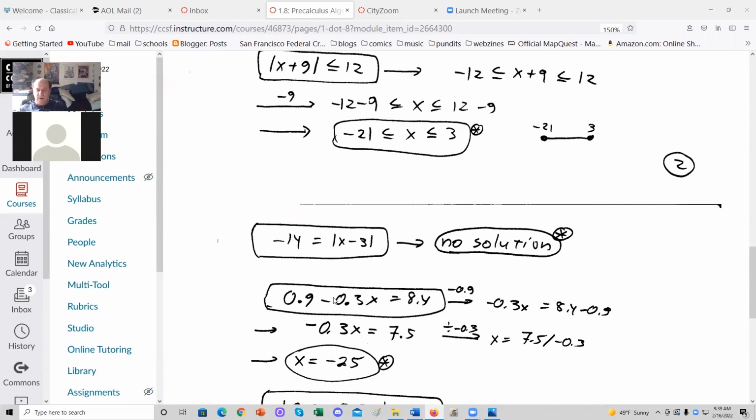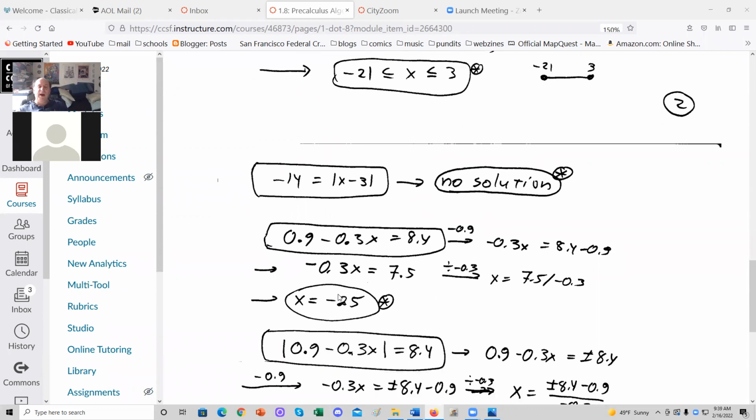Oh, I'm not sure where this came from. Here we have two related equations. Here we have no absolute value sign. Here we have an absolute value sign. Okay, 0.9 minus 0.3x equals 8.4. We'll transpose the 0.9 by subtracting it from both sides. Minus 0.3x equals 8.4 minus 0.9. Minus 0.3x equals 7.5. Okay, great. Divide both sides by negative 0.3 and you get x is 7.5 over negative 0.3, or x equals negative 25, the one and only solution to this equation.